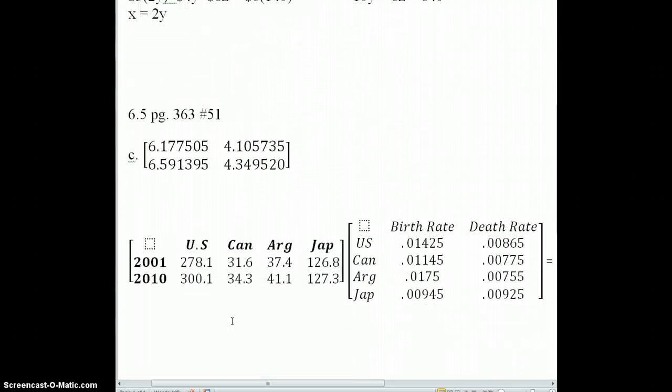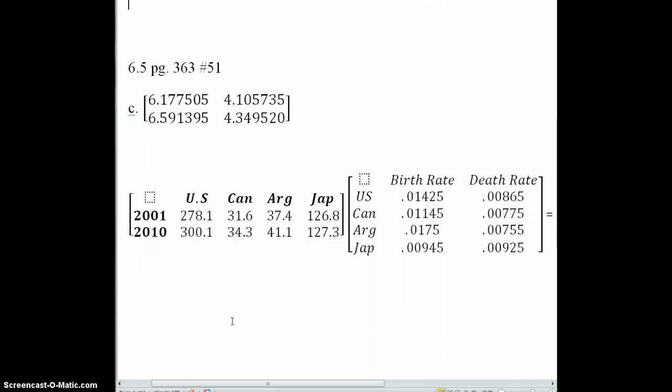Okay, and now your next question was about number 51 on page 363. So for part C, they add a 0 here just to make all the decimals have 6 spots in them. You can add a 0 on after a decimal point. You can add as many zeros as you want, and it doesn't change the value. For example, 4 is the same as 4.0000. You can add as many as you wanted.